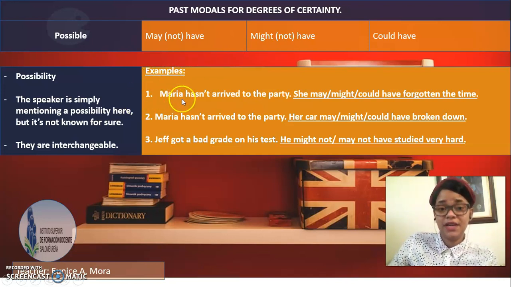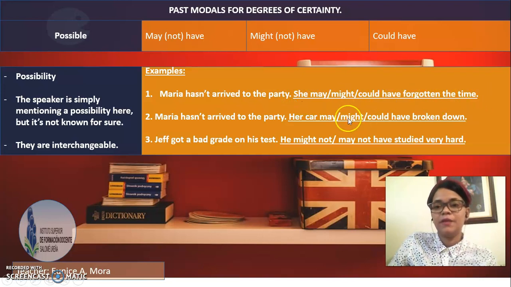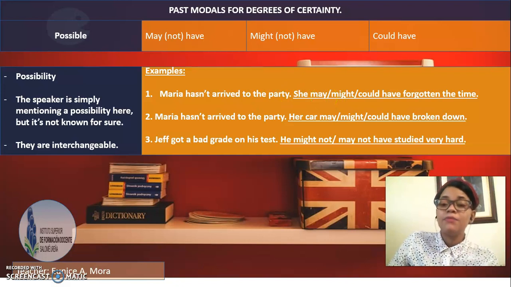I have Maria hasn't arrived to the party. She may have forgotten the time. She might have forgotten the time. Or she could have forgotten the time. I am saying that it's a possibility she forgot because she hasn't arrived. In these cases I can't use must because we are talking about possibilities. I am not sure, right? It is just us and what we think that happened.